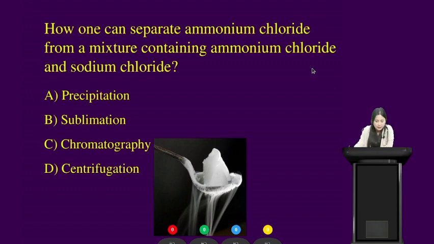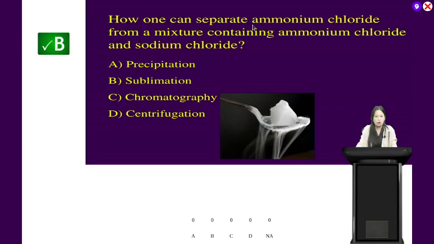Alright students, your time is up. Let us see. Ammonium chloride is an example of a sublimable substance. Sodium chloride is not sublimable, but both are solid. So here it satisfies the condition of the sublimation process, right? So a mixture containing ammonium chloride and sodium chloride can be separated by using the sublimation method. Yes, so the correct answer here is option B, that is sublimation.